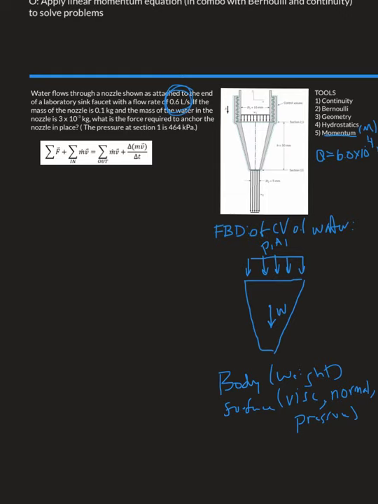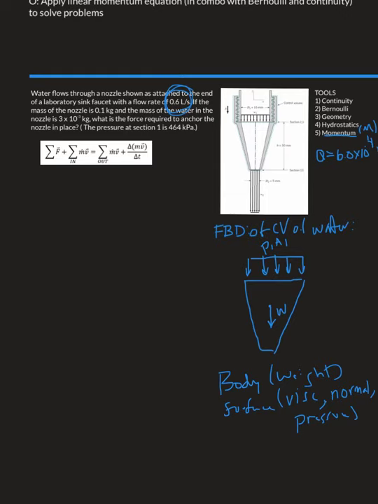So if that is given to us in gauge, then this one down here at section 2 can be taken to be 0. So this is the atmospheric pressure. So we're going to go ahead and delete that one, because we don't want to deal with it. Get out of here.